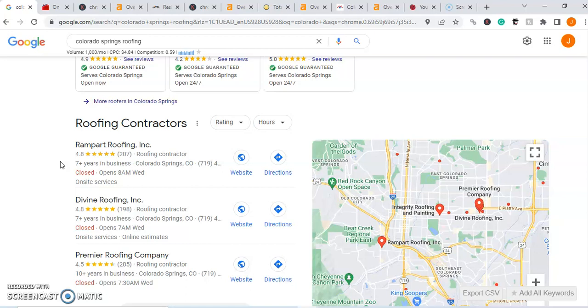Now, citations are all the different places your business's name, address, and phone number are listed online. Some popular citations are things like Yelp, Facebook, Instagram, Yellow Pages, Yellow Book. All those are different citations, and you can get them for your business, and they will ultimately help you in the Google Map Pack. So let's take a look at how many citations each of these companies has and determine how many you'll need in order to go in and start outranking them.